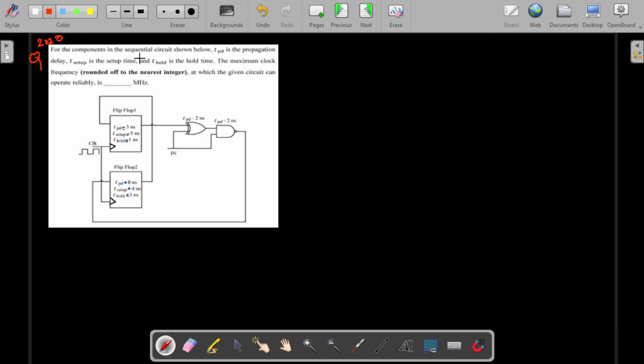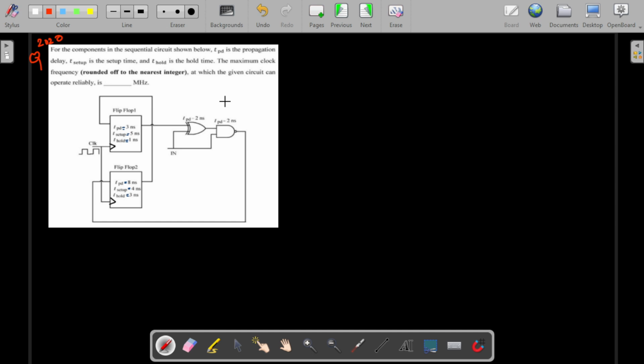For the components in the sequential circuit shown, TP is the propagation delay, along with setup time and hold time. This we already saw, right? Propagation delay every device will have. Setup time is the amount of time the input needs to be maintained before the relevant clock is applied. Hold time is the amount of time the input needs to be maintained even after the clock pulse changes. So that is what setup and hold time are. The question is: what is the maximum clock frequency at which the given circuit can operate reliably?